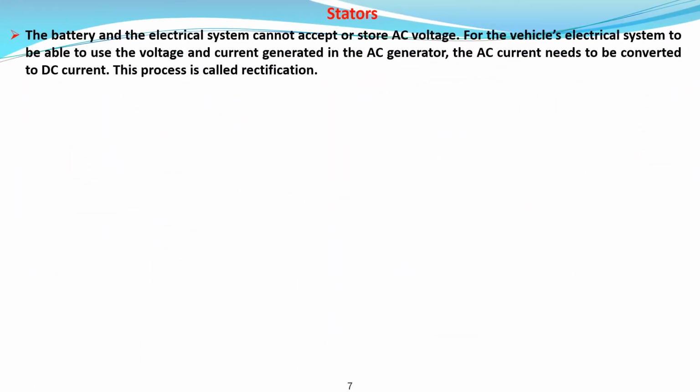The battery and the electrical system cannot accept or store AC voltage. For the vehicle's electrical system to be able to use the voltage and current generated in the AC generator, the AC current needs to be converted to DC current. This process is called rectification.